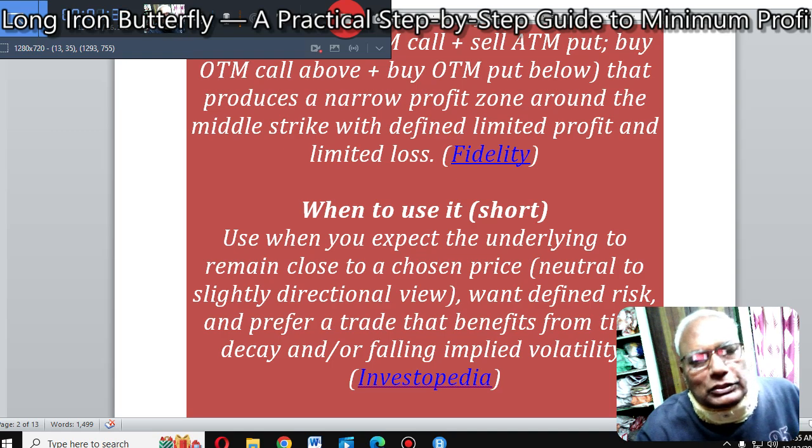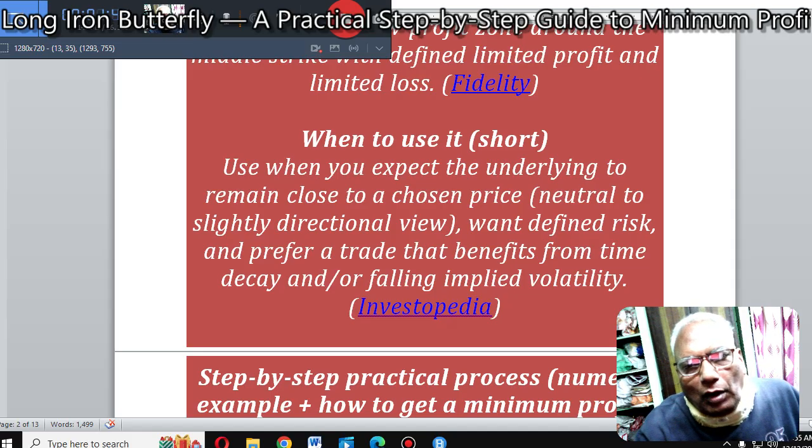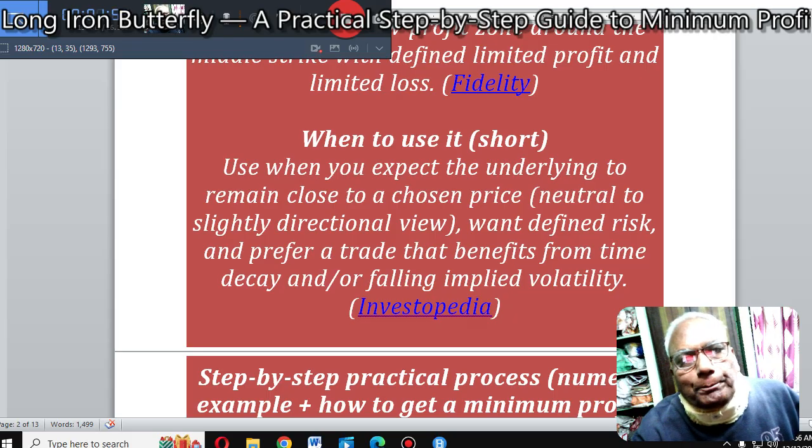When to use it? Use when you expect the underlying to remain close to a certain price, a neutral to slightly directional view. You want defined risk and a trade that benefits from time decay and/or falling implied volatility.